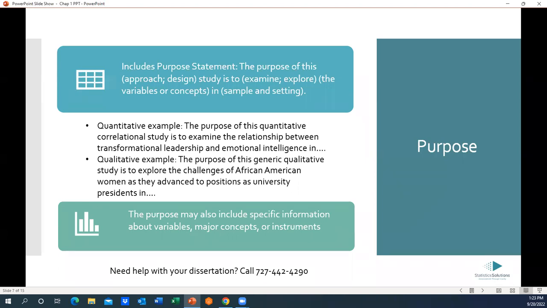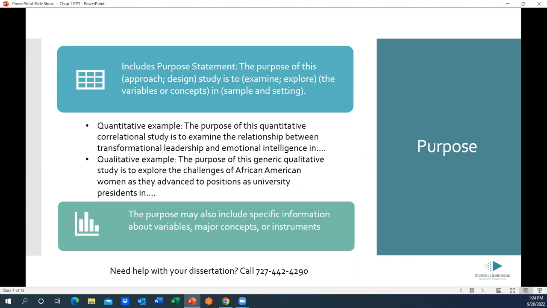And here are some examples. I'll just read one of them. The purpose of this quantitative correlational, that would be approach, quantitative, design, correlational, study, is to examine. Words like examine and investigate are more typically associated with quantitative studies. A verb like explore would be suitable for a qualitative study. So the purpose of this quantitative correlational study is to examine the relationship between transformational leadership and emotional intelligence. Those are your concepts or your variables.